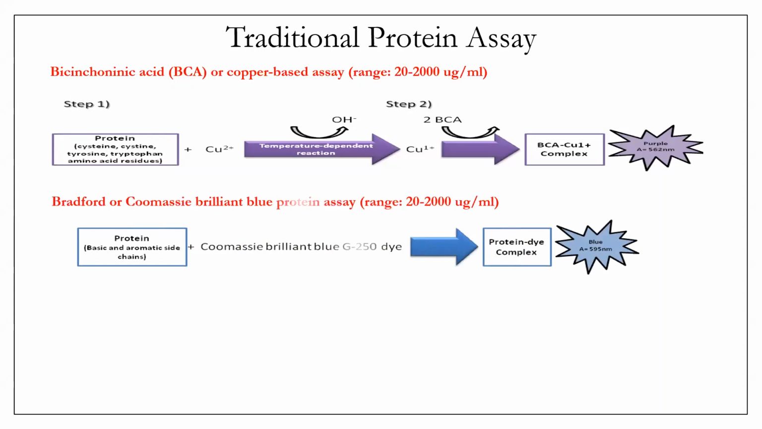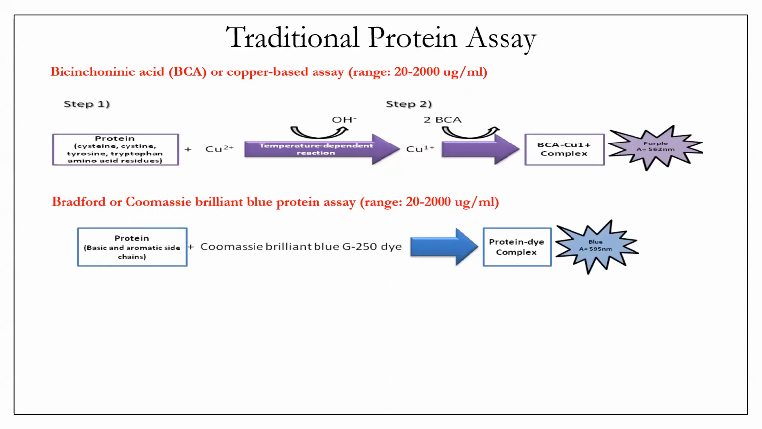After that, you have the Bradford or Coomassie blue protein assay. In this, the basic and aromatic side chains bind with the Coomassie Brilliant Blue G250 dye, and this dye complex absorbance is measured at 595 nanometers.